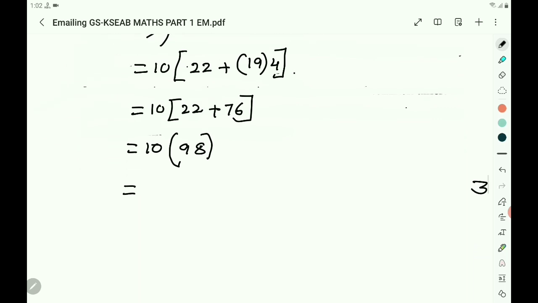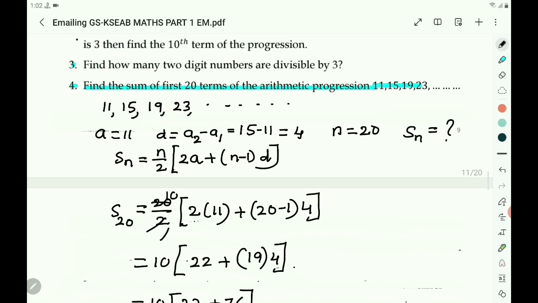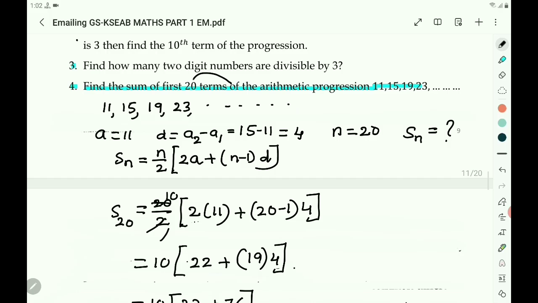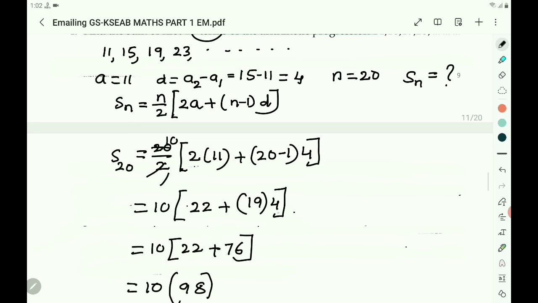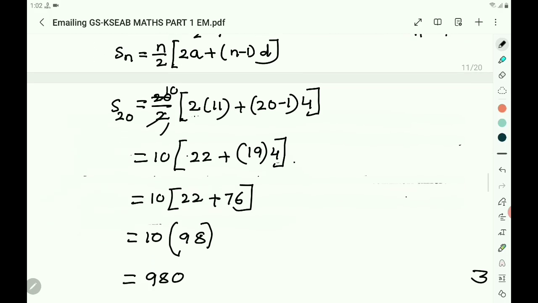10 into 98 is 980. Then what is the sum of first 20 terms? Sum of first 20 terms is 980.